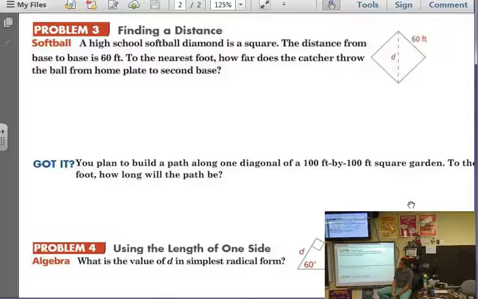That's cool. So the distance from base to base is 60 feet. So from home to first, or first to second, second to third, any of that. How far does the catcher have to throw the ball from home plate to second base?